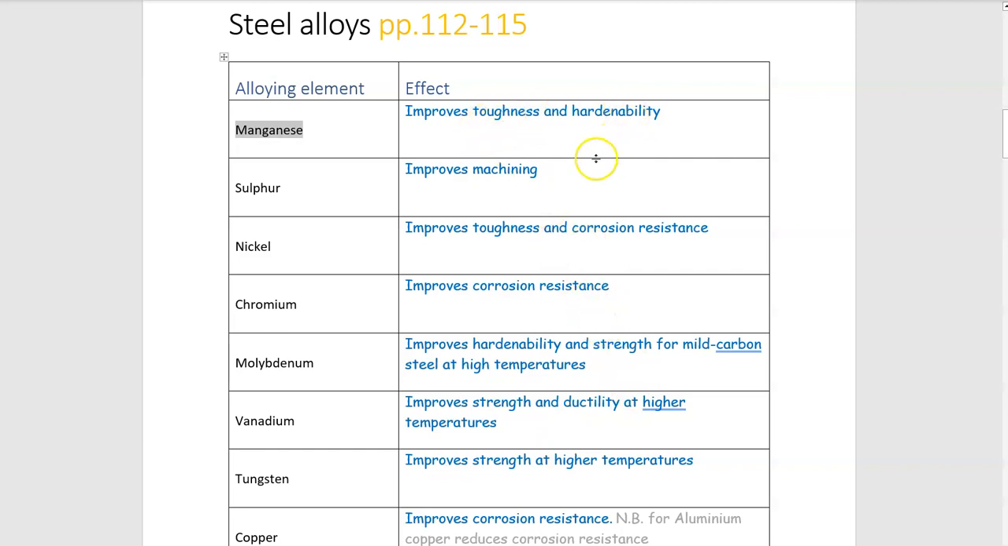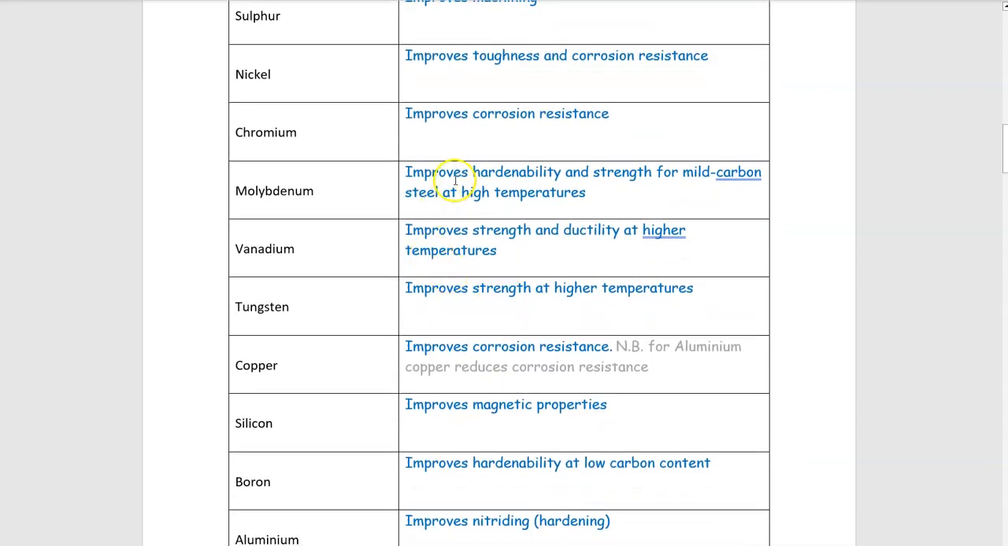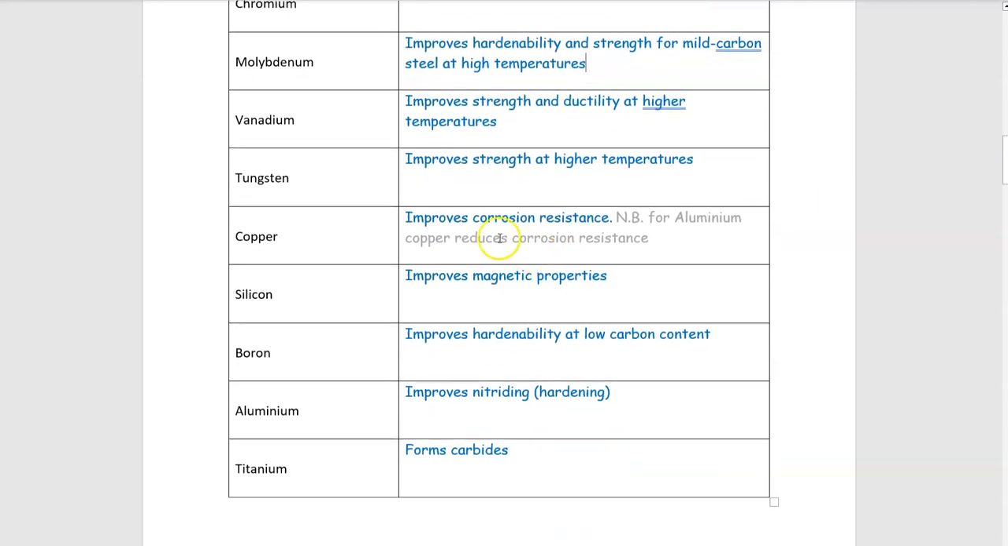Manganese improves toughness and hardenability. Sulfur improves machining. We said nickel and chrome both add corrosion resistance. Molybdenum improves hardenability, and we will talk about this next year when we talk about bikes. It improves welding as well. So it improves hardenability and strength of mild carbon steel at high temperatures. Vanadium improves strength and ductility at high temperatures.